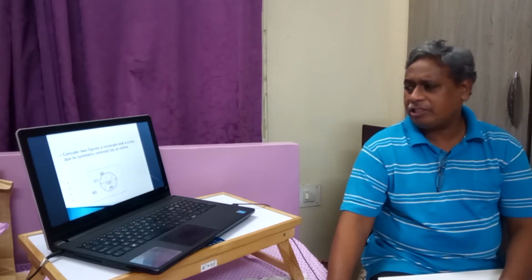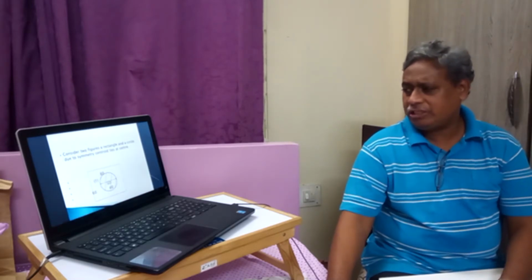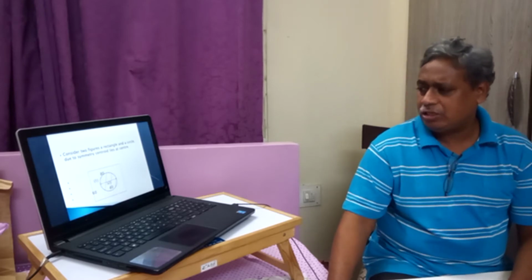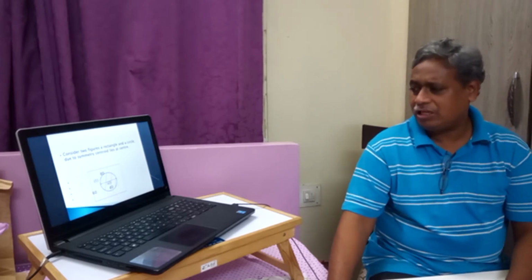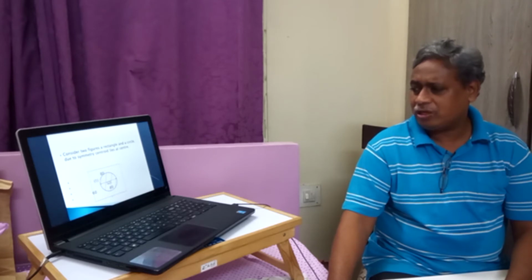Similarly, y bar: the total height is 60, so 10 plus 40 plus 10. To reach the center, we have to start from 10 and add 40 by 2, that is 10 plus 20, 30. Therefore, finding the moment of areas, that is A into x bar: A is 4800, x bar is 40.